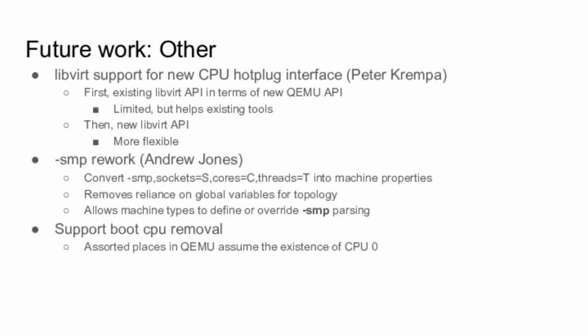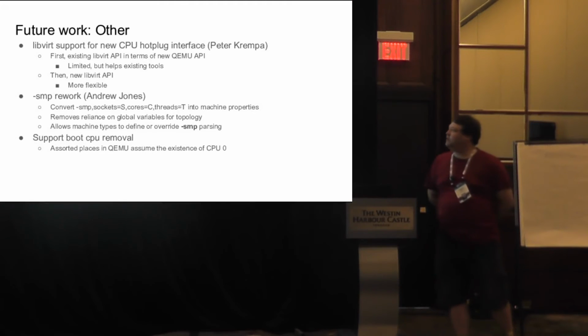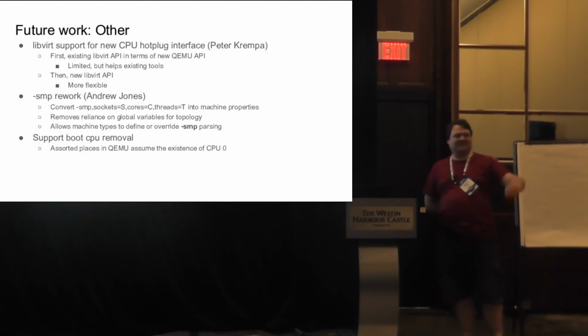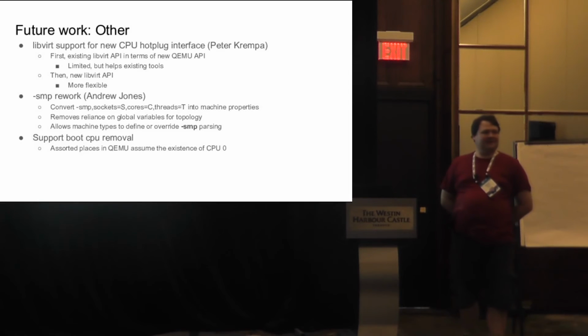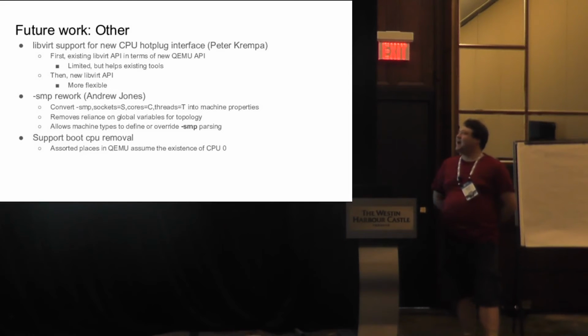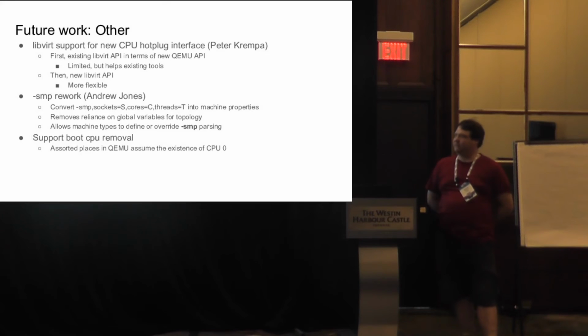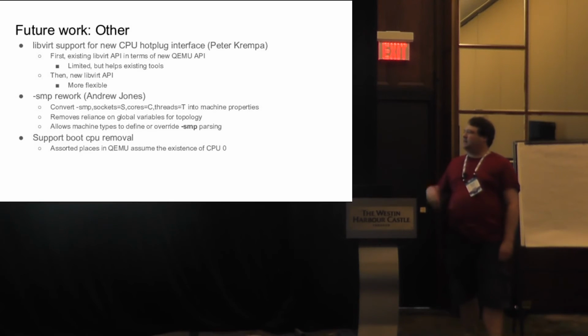Obviously we want libvirt to support the new interface. What we're doing in the short term is implementing the existing libvirt CPU hotplug interface in terms of the new API. That should be available reasonably soon. Peter Krempa, is he the person to talk to about that? It's already pushed. Excellent. But that's a bit limited in what it can express. So in the longer term, we're looking at a new API in libvirt that allows us to fully exploit the QEMU interface.